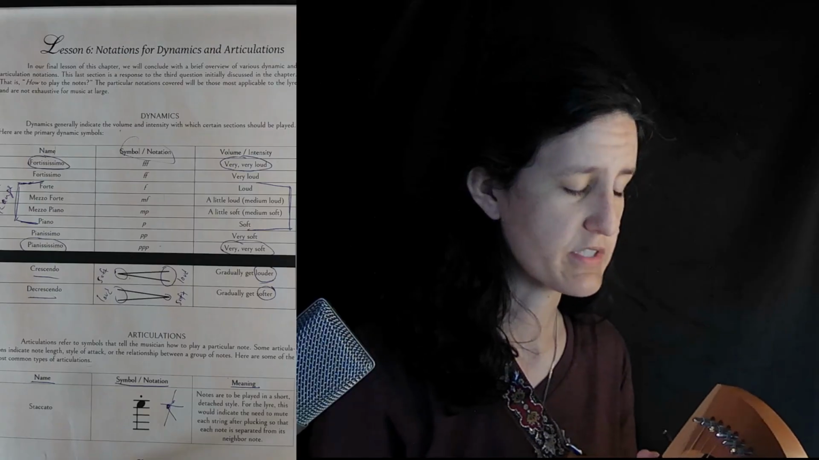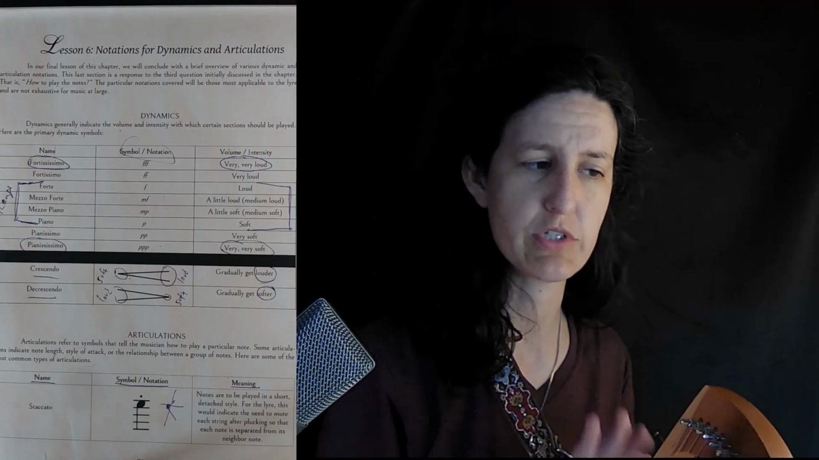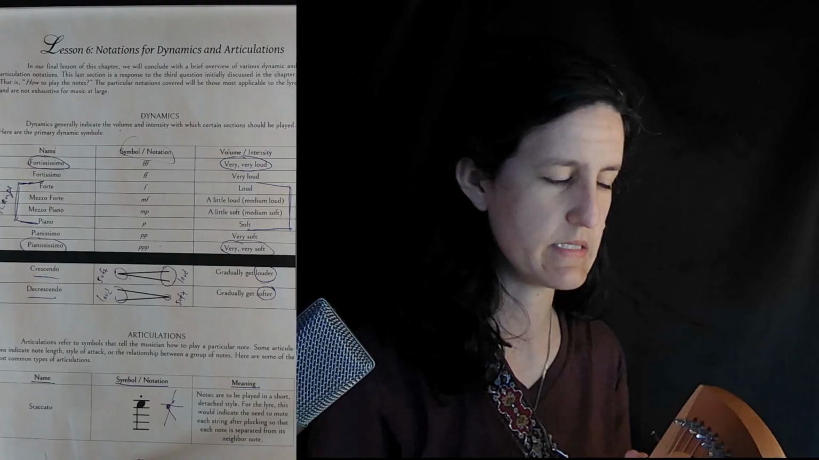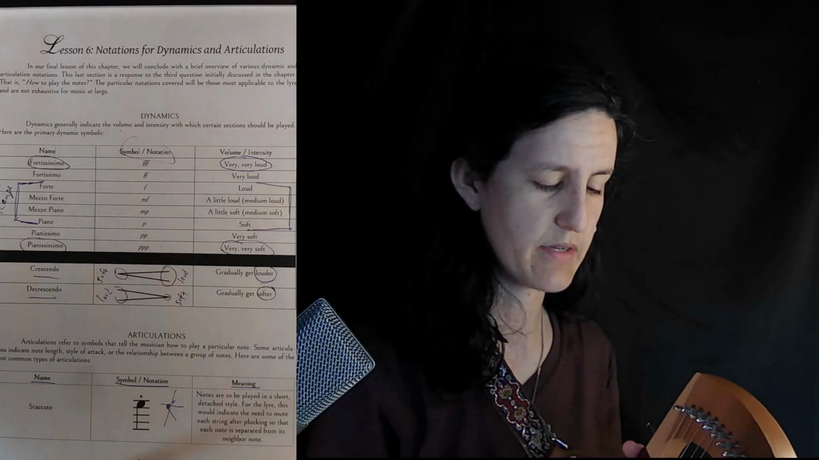The other way in which articulations present themselves is the relationship between the notes. This really comes about when we're talking about slurs and legato. That's the last one, so we'll talk about that at the end. But for the staccato, this is just a really short, detached style.